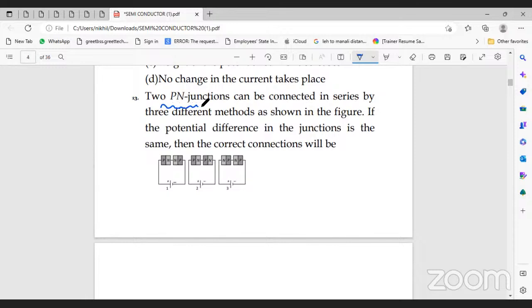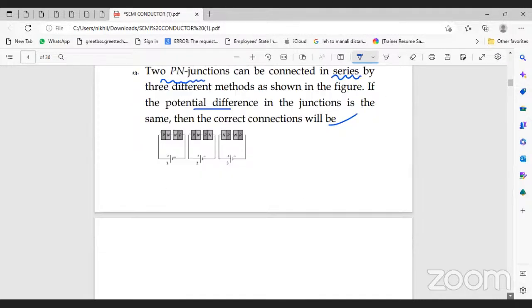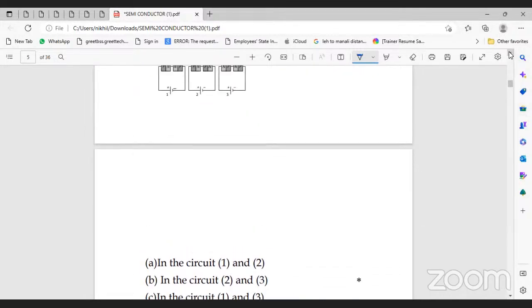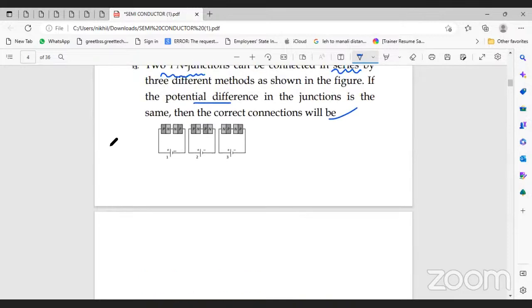There are two PN junctions that are connected as shown in this diagram. The potential difference in the junction is the same. Then you have to tell which is the correct connection. Look at the diagram. They are telling it is connected in series. Here they have given circuits 1, 2, 3.